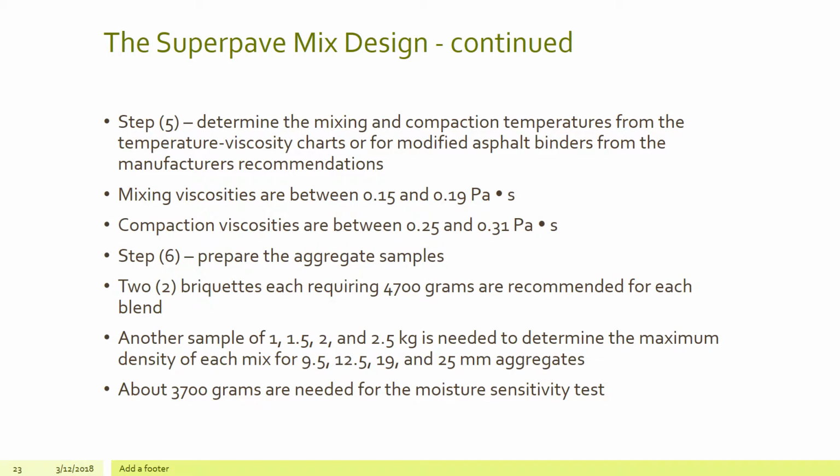So we get 2 briquettes, each requiring 4,700 grams, recommended for each blend. Another sample of 1.5 to 2.5 kilograms is needed to determine the maximum density of each mix for the 9.5, 12.5, 19, and 25 millimeter aggregates that we have. And about 3,700 grams are needed for the moisture sensitivity test.